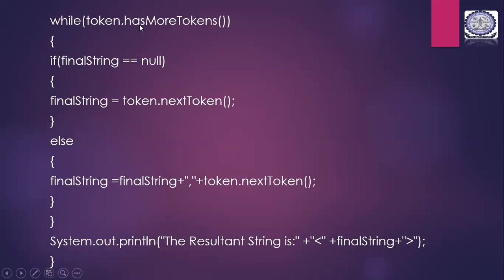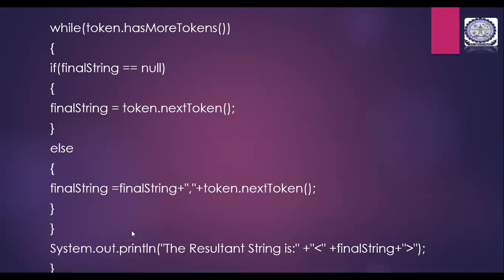So while token.hasMoreTokens, when it has more tokens, if finalString is equal to null, the finalString will take the next token in the object called token. Okay, it has to see if finalString is equal to null. It will check if the object token is taking the next value. Otherwise it will return back the finalString. So whatever it has taken, it is going to return back in a particular format.